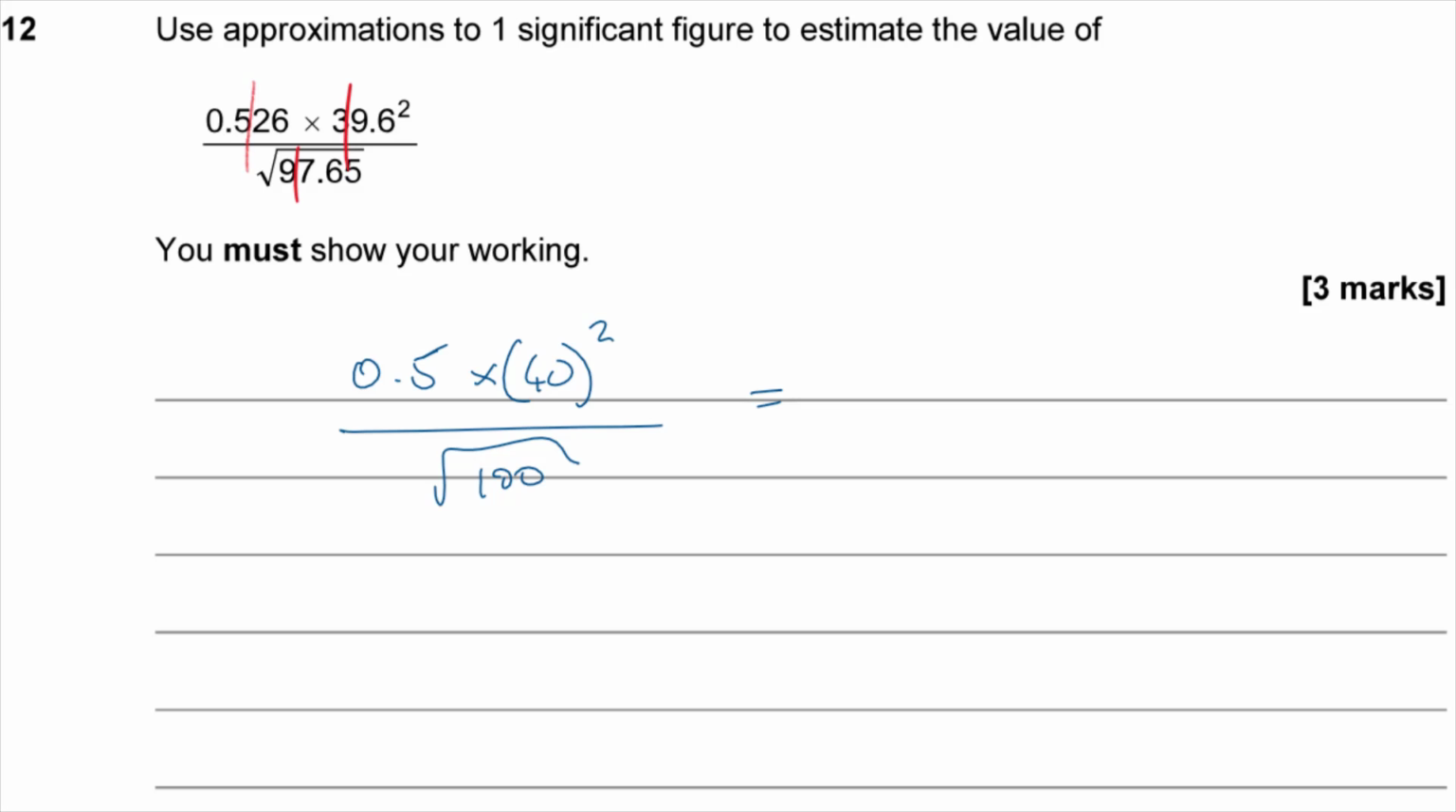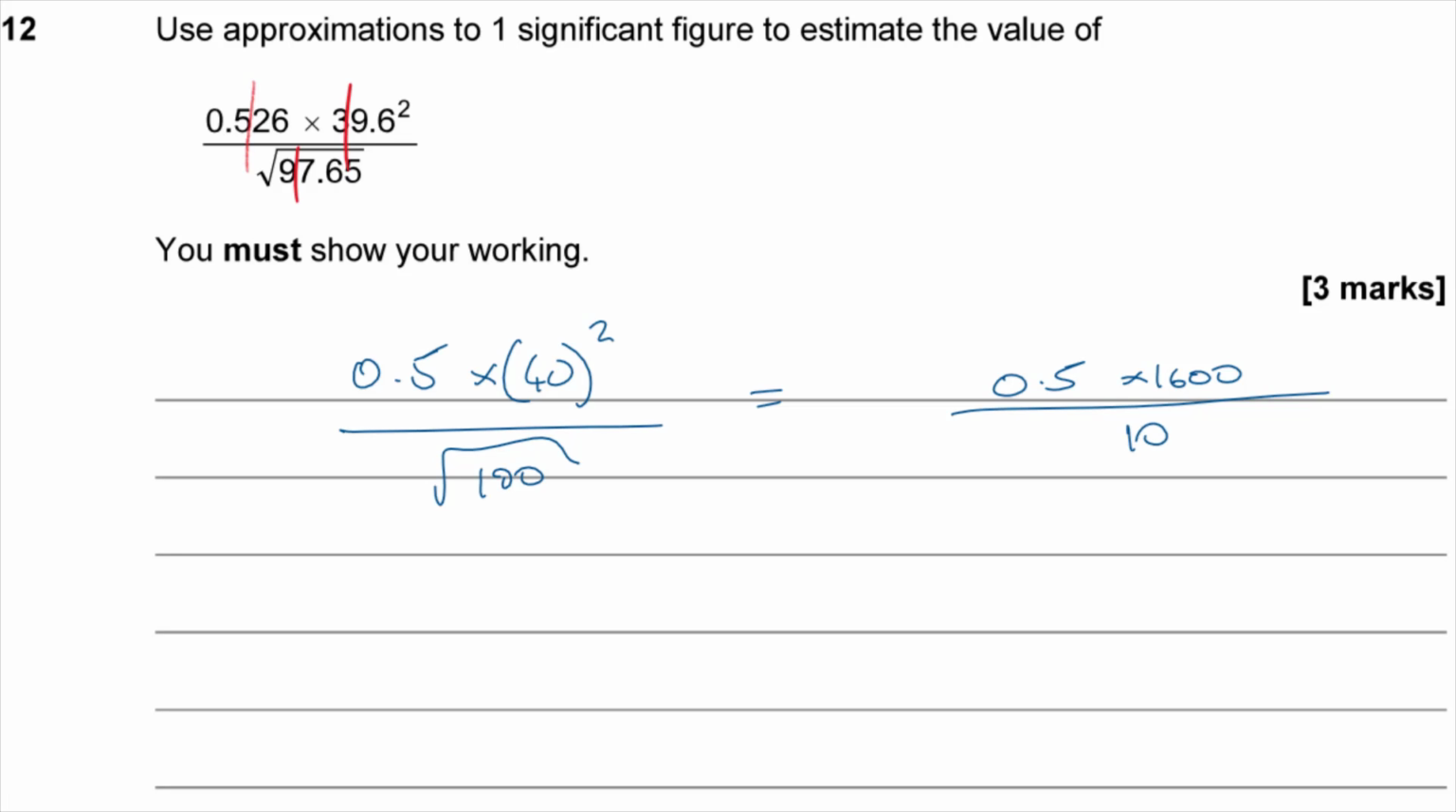Okay, BIDMAS. Got to do the powers first. Brackets, indices, division, multiplication, addition, subtraction. So the indices come first. So 0.5 times 40 squared. 40 squared is 40 times 40. 40 times 40 is 1600. So I'm going to get 0.5 times 1600 divided by, well, the square root of 100 is just 10, isn't it?